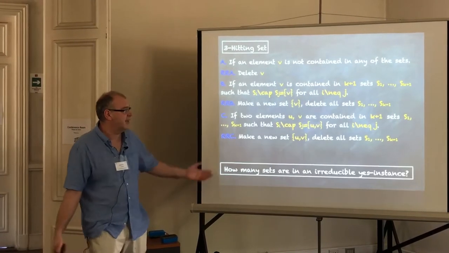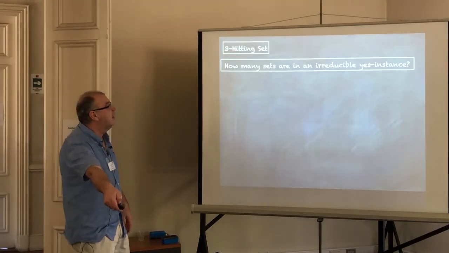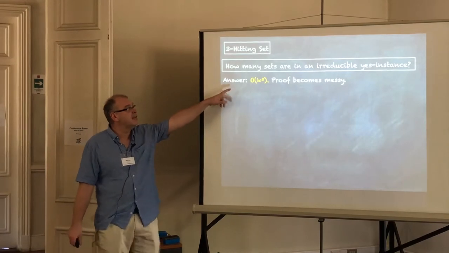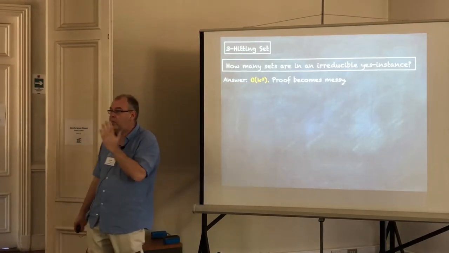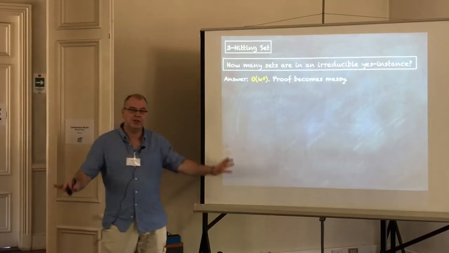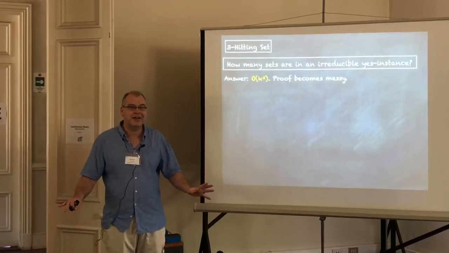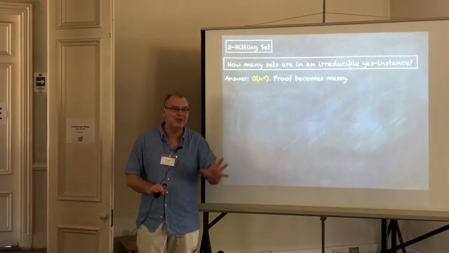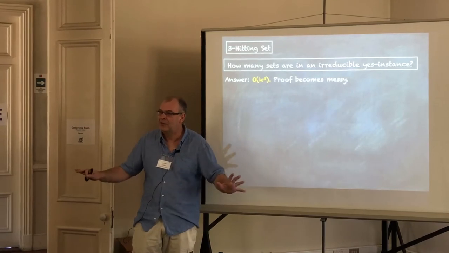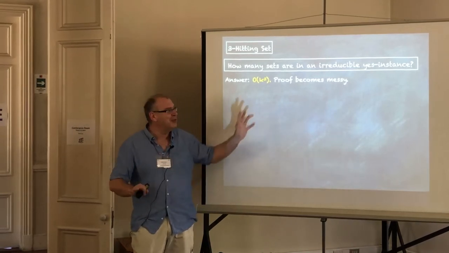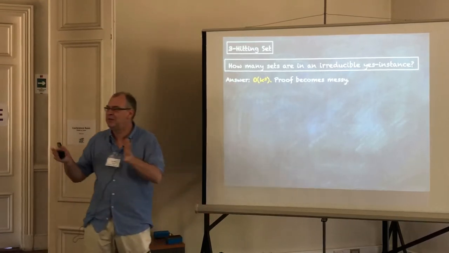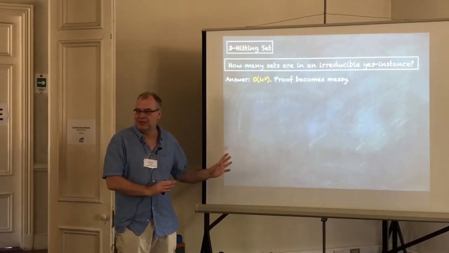Now, if I have a reducible instance, how many sets can be in a reducible instance? The answer is k cubed, but the proof starts to become messy. Actually, I will just try to sketch the proof for you. This will be a completely silly thing which I will do, just in order for you to appreciate how good mathematics can be really helpful even for such things, right? Okay.